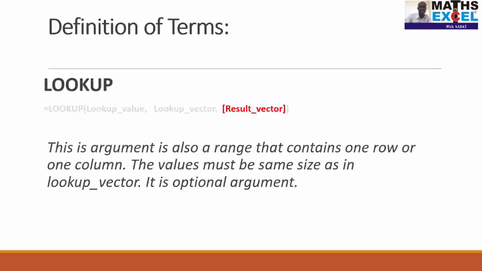Then the last argument, which is the result vector, is also a range that contains one row or one column. Now this result vector must have the same size as the lookup vector, because definitely it's going to use the lookup vector to produce a result, so that's why their size must be the same. What I mean here is, if you have 5 data in your lookup vector, then you must also have 5 data in your result vector, though this argument is optional.